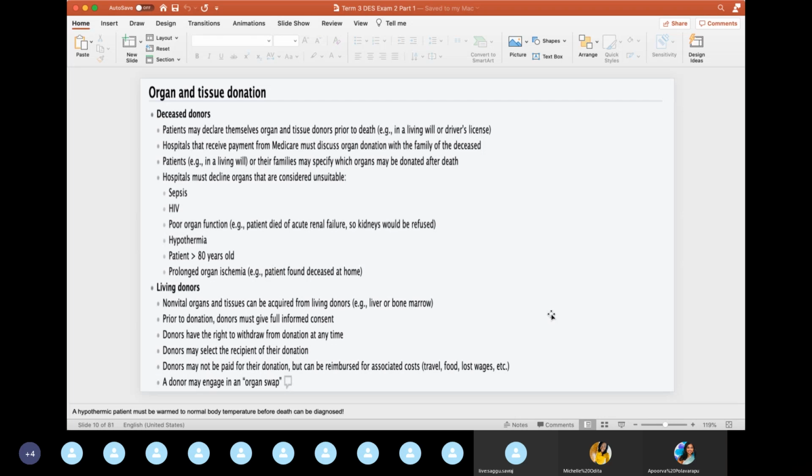Now, those are deceased donors. Always consult with the family. How about living donors? So living donors, what do you need to do? Informed consent. They must give full informed consent.